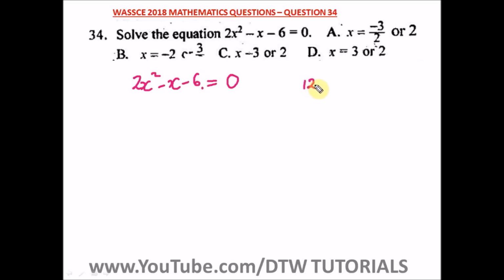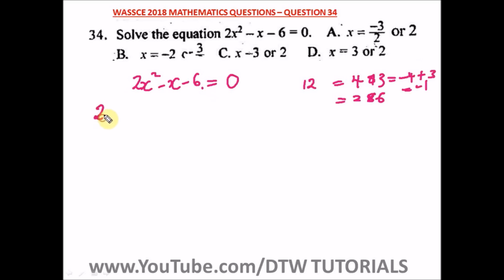So what are the factors of 12 that we add or subtract to get a 1 here? Because the coefficient of x here is 1. We can use a 4 and 3, or we can use a 2 and 6. In using a 4 and 3, to get a minus 1 here, we have to do minus 4 plus 3. That will give us a minus 1. So we use minus 4x plus 3x.